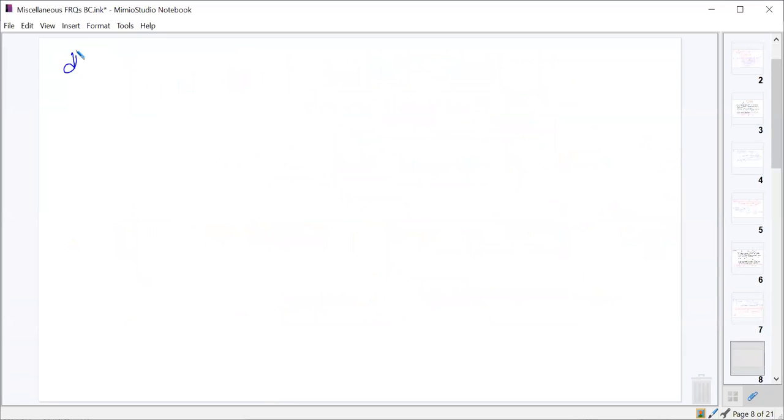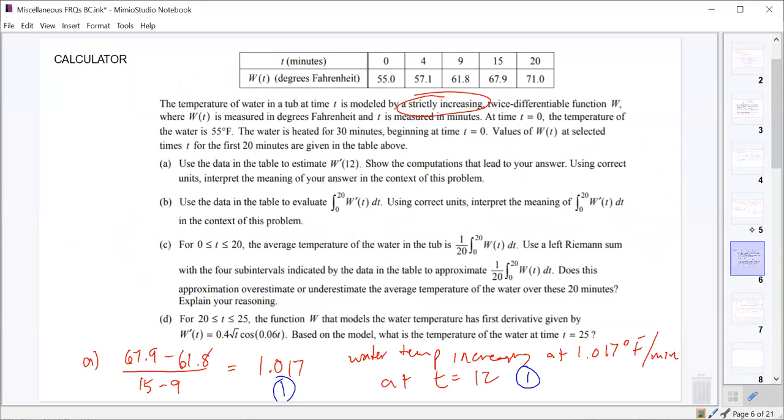All right, part D. So we got from 2025, W models the water temperature as a first derivative that's given by this. And we want to know what is the temperature of the water at T equals 25. So to figure out the temperature based on a rate of change of the temperature, we need to integrate that. We want to find W of 25. So we're going to have to integrate to find the amount that it changed between 20 and 25. And we'll have to add in our initial amount at 20.